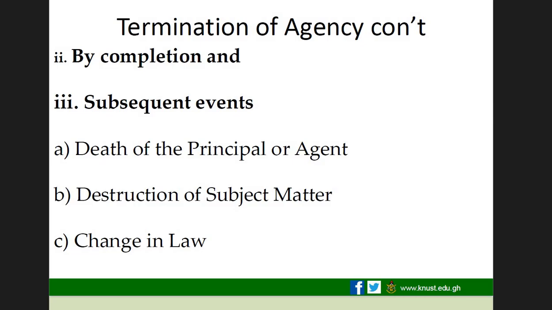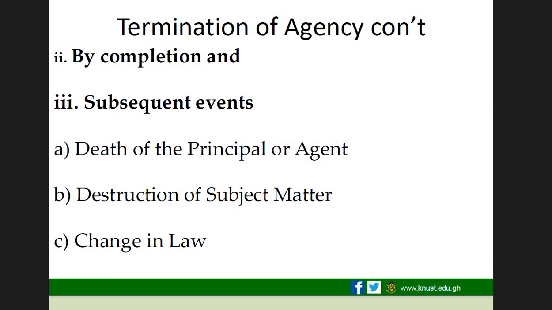And the last one is change in law. Change in law makes the agency illegal. You know the laws that govern agency, and so once you try to find your way out of the law, it makes it illegal, and with this too, there can be a termination of the agency.